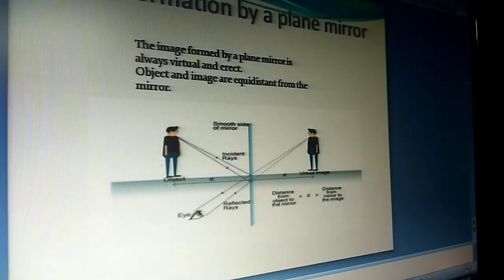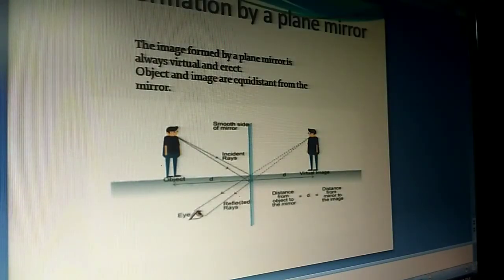Now, coming to the image formation by a plane mirror. A plane mirror always forms an image which is virtual and erect. The image and object are equidistant from the mirror, the size of the image is equal to the size of the object, and the image is laterally inverted, that is, the right side will be seen as the left side and the left side will be seen as the right side.